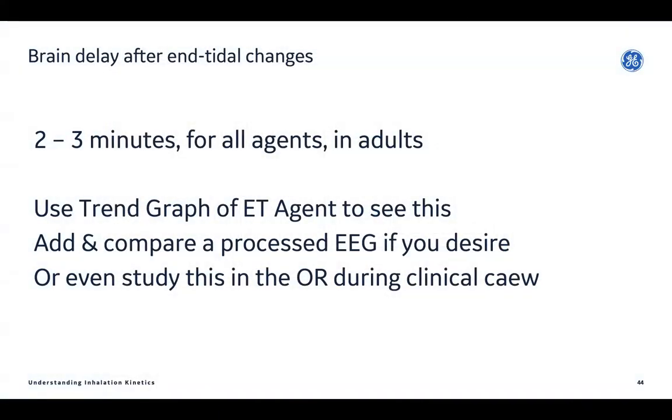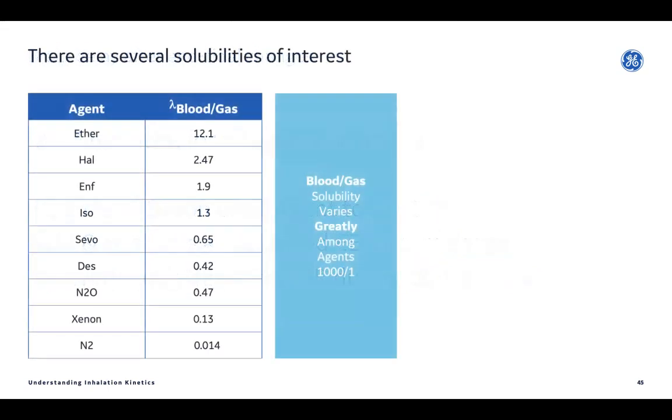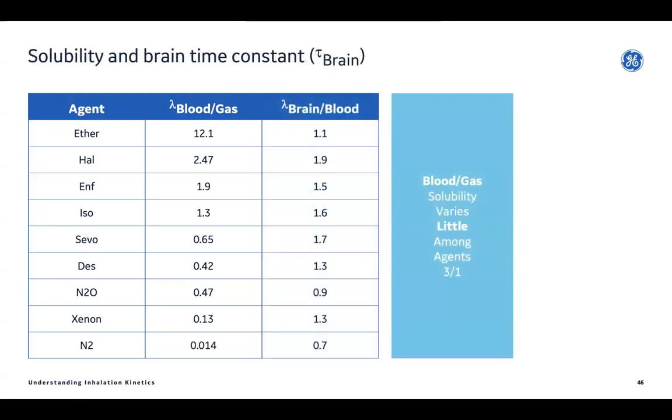The brain delay after these end tidal changes is about 2 or 3 minutes. And if we look at the trend graph, we see that, as I just showed you before. There are several solubilities that we see of interest. At the beginning, we saw that the alveolar plateau is varying over a large range and that impacts the height of that alveolar tension curve. And in fact, it's 1,000 to 1 if we go across from nitrogen to ether. Ether is 1,000 times more soluble than nitrogen, and that's a lot.